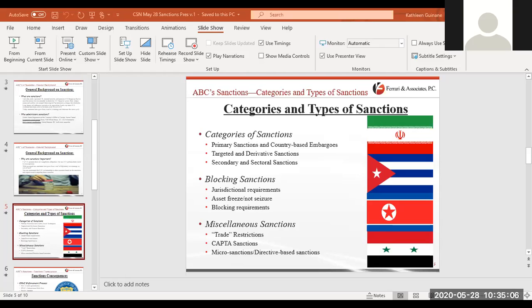There are also limited sanctions programs targeting specific identified conduct, such as counterterrorism sanctions, non-proliferation of weapons of mass destruction sanctions, and counter-narcotics sanctions as well. Within this set of sanctions, you have derivative sanctions authorities.